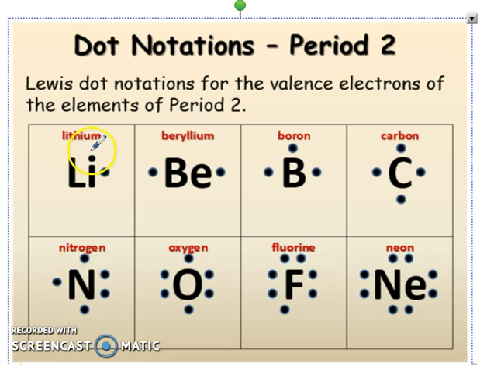Okay, so here is an example showing you going across the period. So group 1, lithium, group 2, beryllium, boron is in group 13, 14, 15, 16, 17, and then of course we have our noble gas of neon.